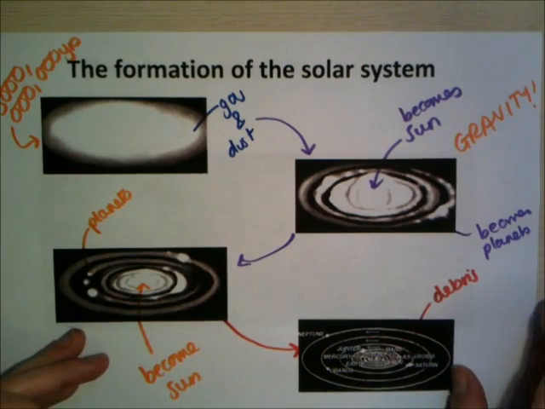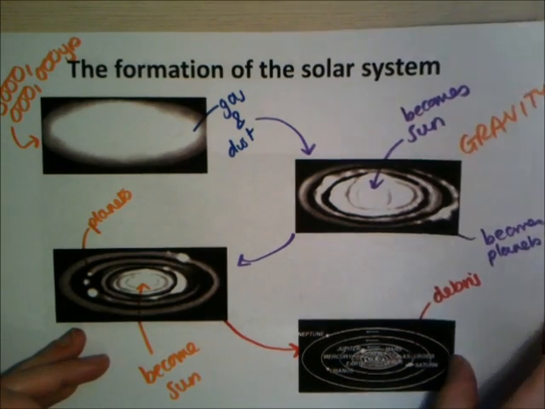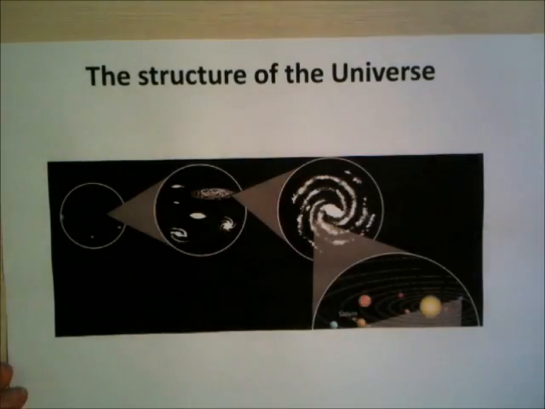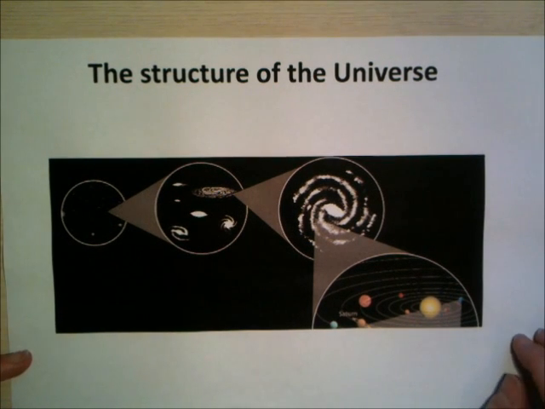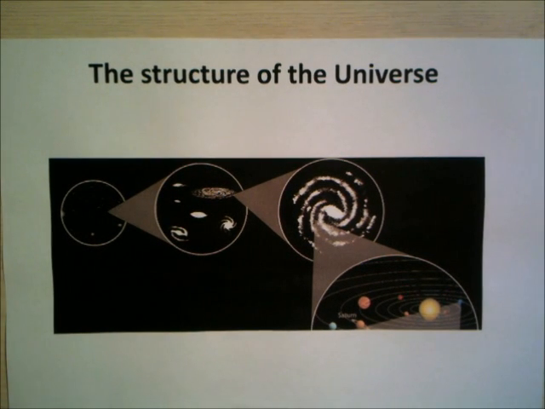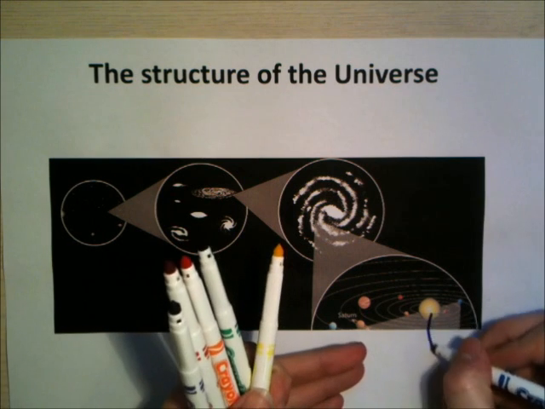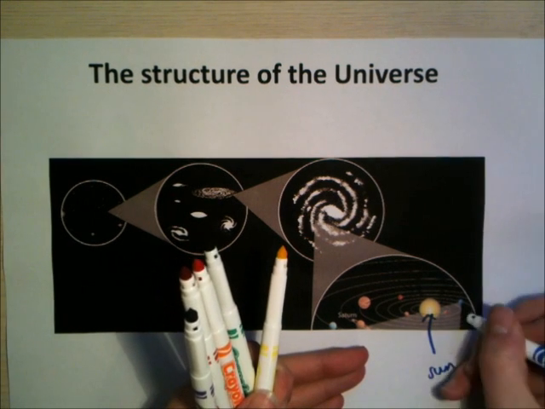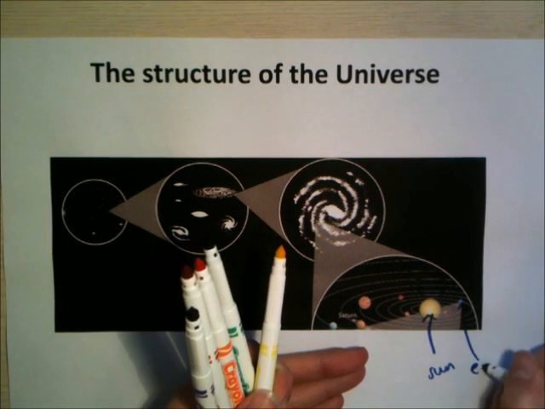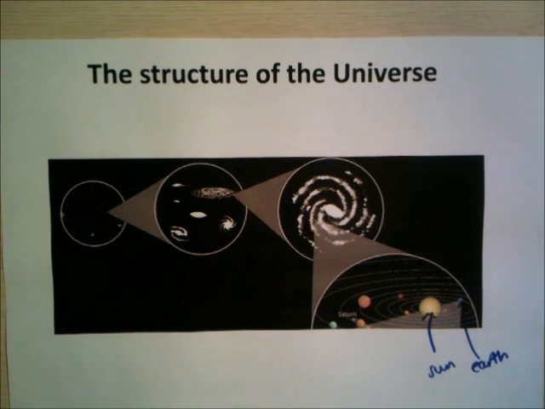So now we know what a solar system is and how the solar system was formed. We can look at the actual structure of the universe. Now we can see here, this is the sun, and this here is Earth. So the Earth, we know, orbits around the sun.